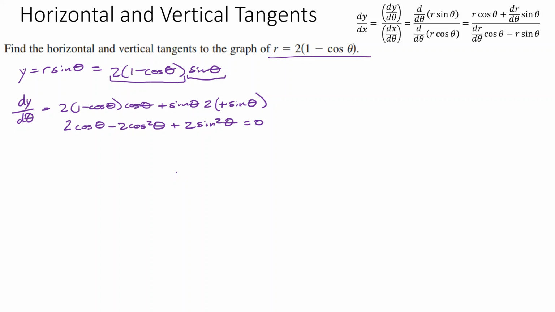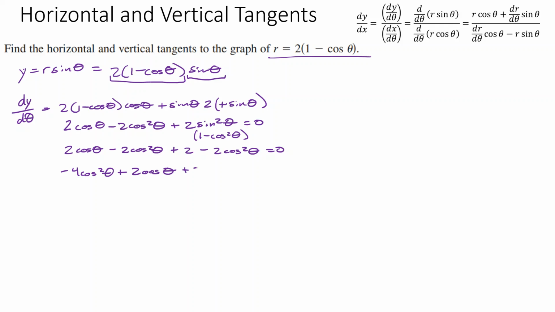Not so easy to solve that. We would probably have to graph that to solve that. There's a little bit of simplifying that we can do, but we're still going to have some cosines left over. Maybe we could change this to 1 minus cosine squared to get everybody to be cosine, just using Pythagorean identities, and then maybe simplify some more. So if we do that, we'll have 2 cosines minus 2 cosine squared plus 2 minus 2 cosine squared equals 0. So it looks like we're getting negative 4 cosine squared plus 2 cosine theta plus 2 equals 0.